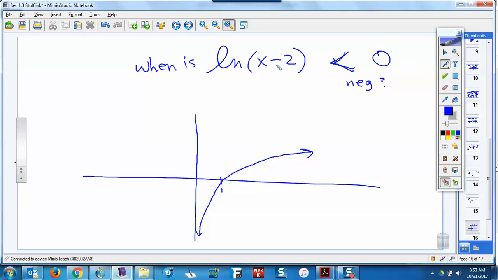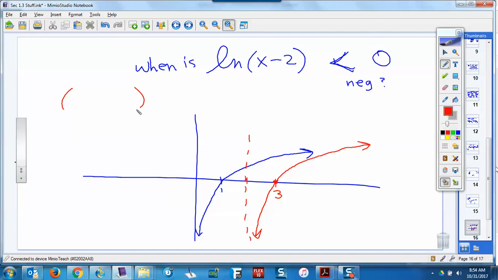Now, what does the x minus 2 do? Shifts it to the right 2. So that means it's going to cross here. And where's its vertical asymptote going to be? Right here, because that's got to shift over 2. And so this graph's going to come down and be like this. So when is this graph negative? When I say the graph, I'm talking about the outputs. When are the outputs negative?